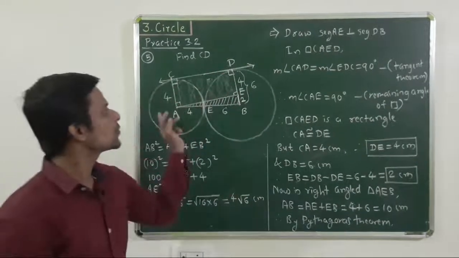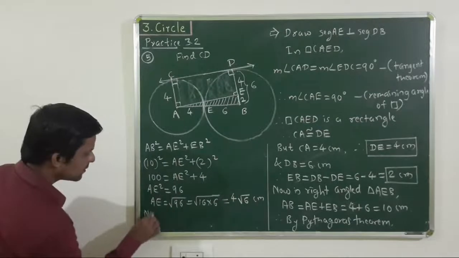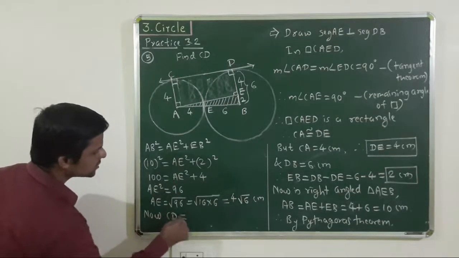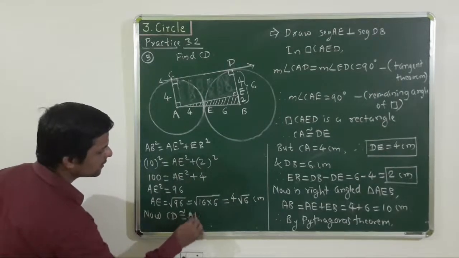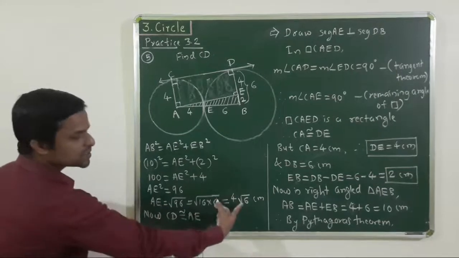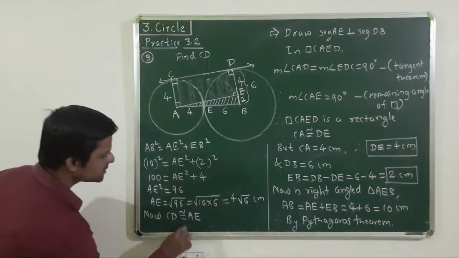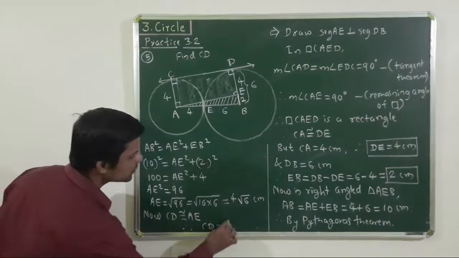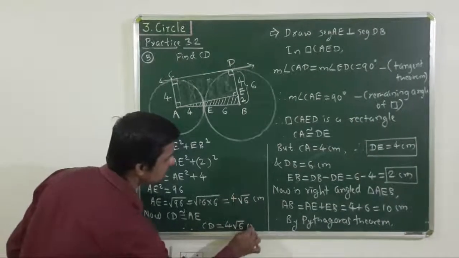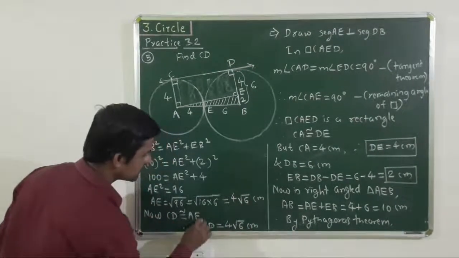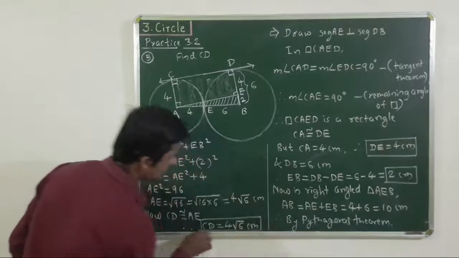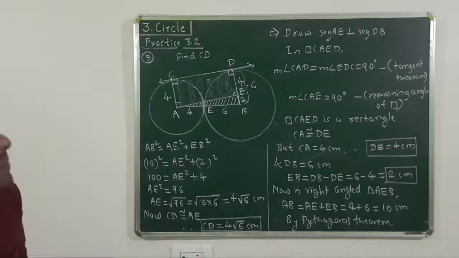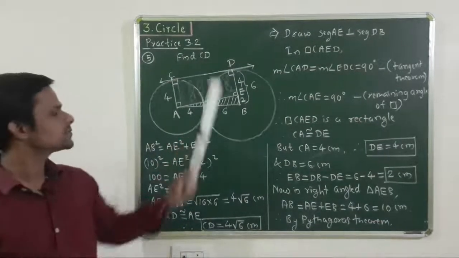Now CD is congruent to AE. And we got AE as 4 root 6, and CD is congruent to AE. Hence CD is also 4 root 6 centimeter. That is our target. CD is 4 root 6 centimeter.